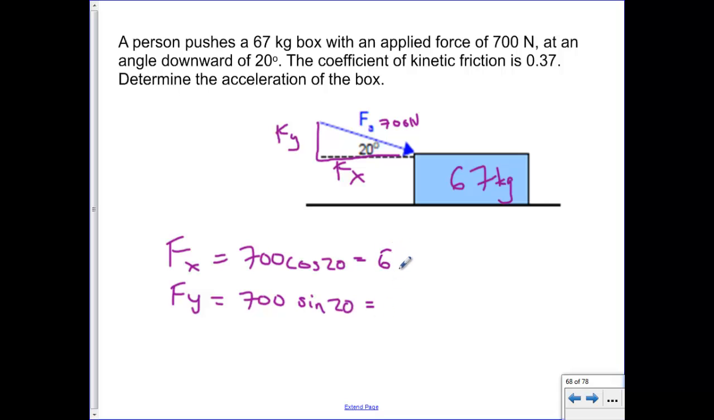I got 657.78, the cosine. And I got 239.41.